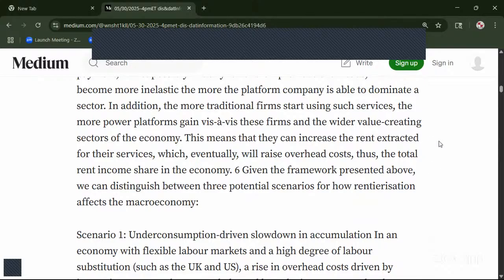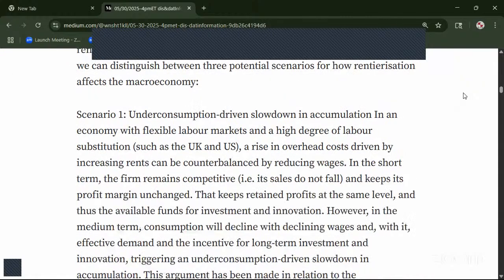Given the framework presented above, we can distinguish between three potential scenarios for how rentierization affects the macro economy. Scenario one, underconsumption-driven slowdown in accumulation. In an economy with flexible labor markets and a high degree of labor substitution, such as the UK or the US, a rise in overhead costs driven by increasing rents can be counterbalanced by reducing wages. In the short term, the firm remains competitive. That is, its sales do not fall and it keeps its profit margin unchanged. That keeps retained profits at the same level and thus the available funds for investment and innovation.